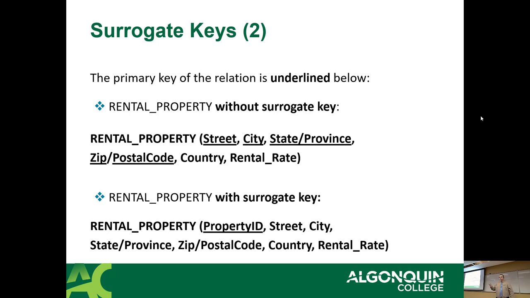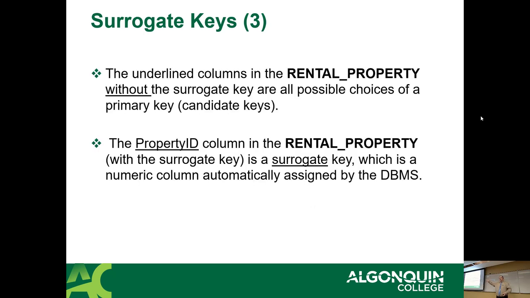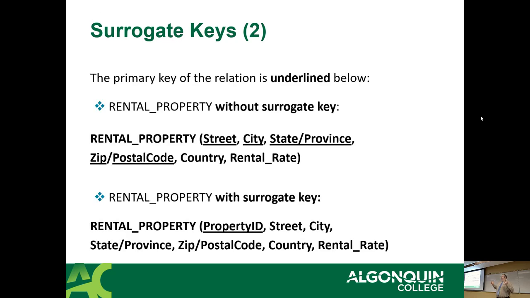So I literally just described this. In here, anything that's underlined is part of the primary key. That's all this slide is saying: the underlined columns in the first one are the possibles for the candidate key. In the end, you end up having to use them all, or at least most of them. And in the second one, once you threw in the property ID, it's a surrogate key. It's now numerically defined. The database takes care of it. It never changes. Life is good.